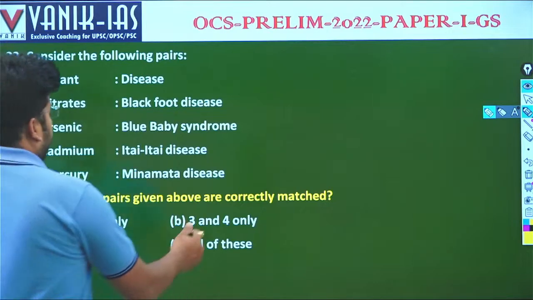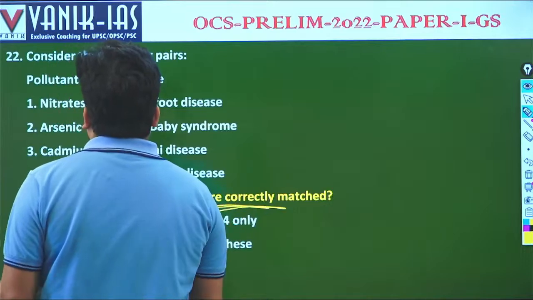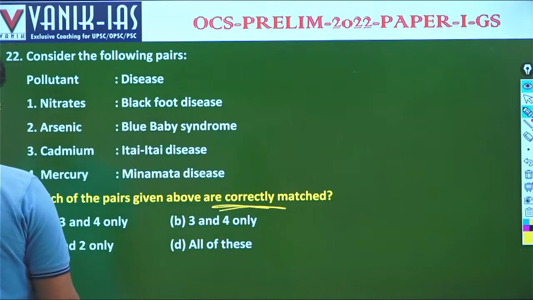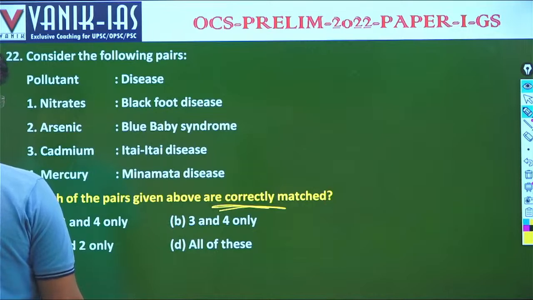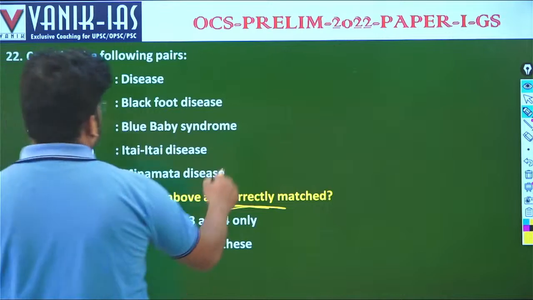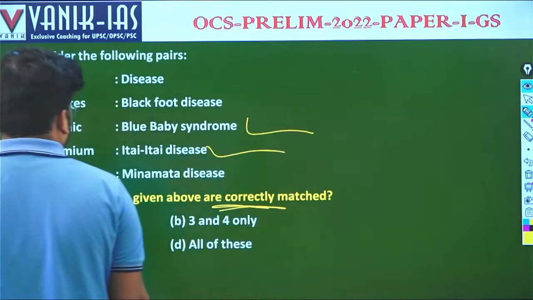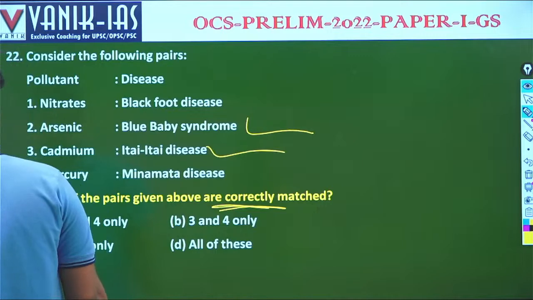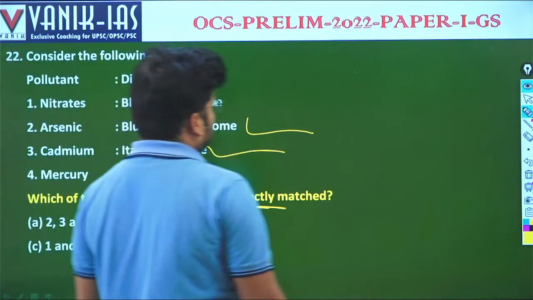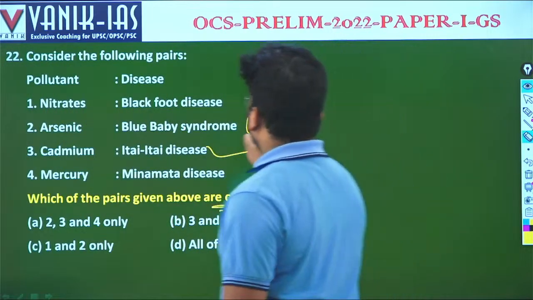Which of the following are correctly matched? Nitrates, Blackfoot disease, arsenic, blue baby syndrome, cadmium iodide disease. Yes, these 2 are right. Sorry, no, arsenic is wrong. Arsenic is not nitrates.